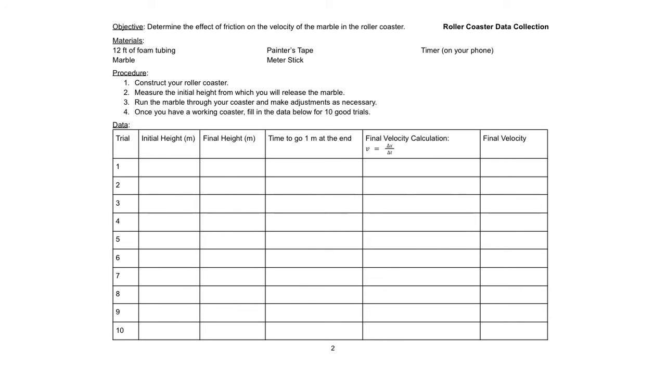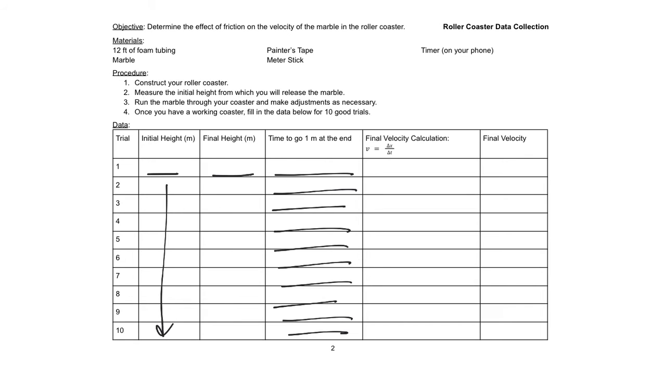Hey everybody, I just wanted to give you this resource for doing your roller coaster calculations just in case you forgot how to do them or you didn't understand when I explained it the first time. So starting on your data sheet, you should have collected that last class and you should have an initial height, a final height, and a bunch of different times for going 1 meter at the end. That was the goal of your data collection.